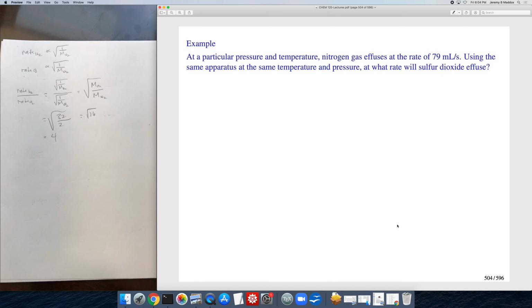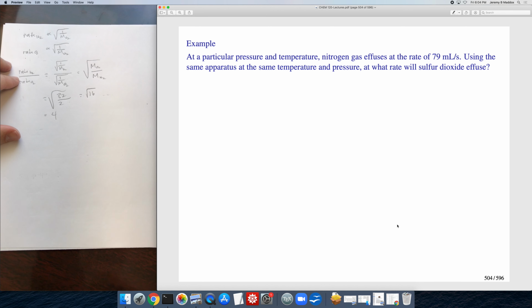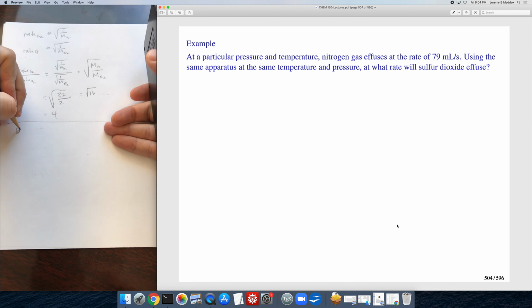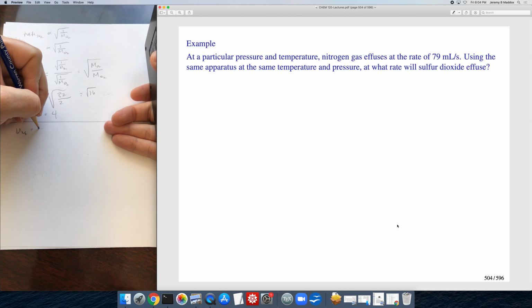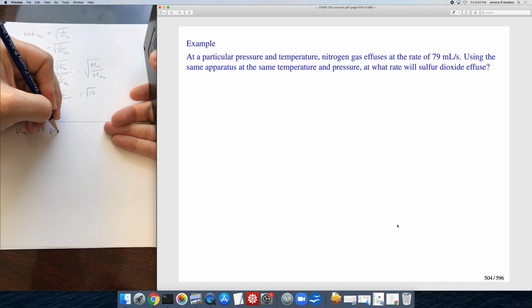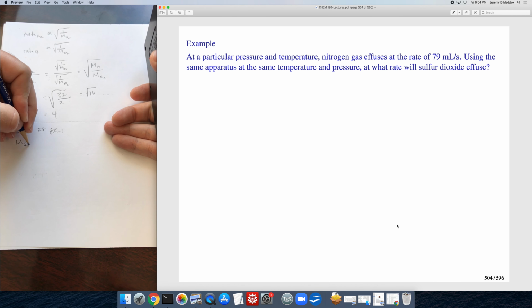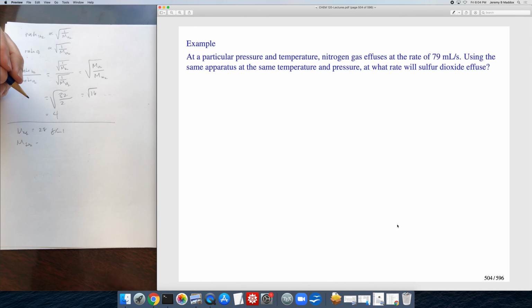Here's one that's a little bit more quantitative. At a particular pressure and temperature, nitrogen gas effuses at a rate of 79 milliliters per second. So that's the rate. Using the same apparatus and the same pressure, at what rate will sulfur dioxide effuse? Okay, so we're going to need the molar mass of N2, which is 28 grams per mole, and we're going to need the molar mass of SO2, which is 64, roughly.